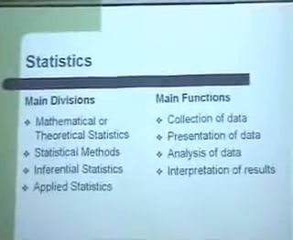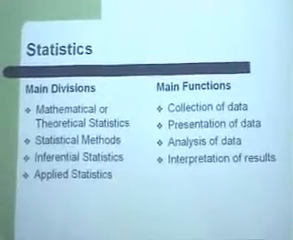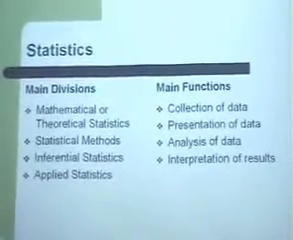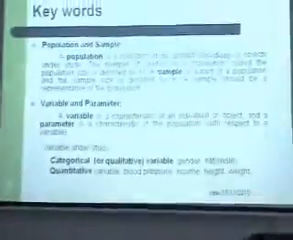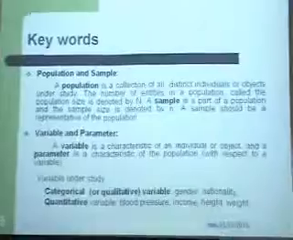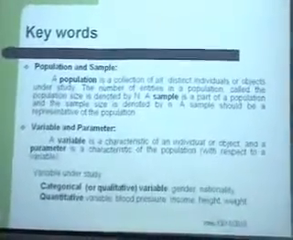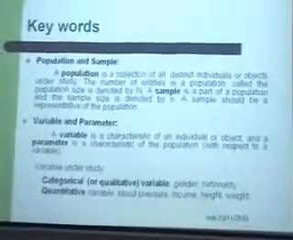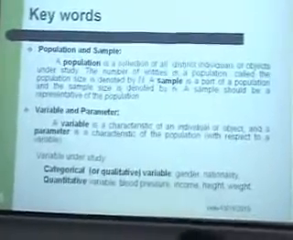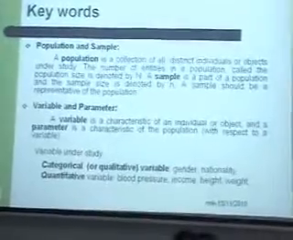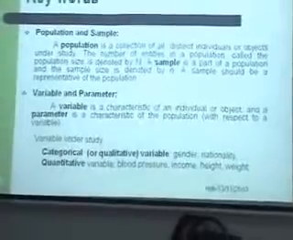Statistics is generally classified into these four areas: theoretical statistics, statistical methods, inferential statistics, applied statistics. Population is a collection of individuals under study. The number of entities in a population is called the population size, denoted by capital N. Then what is a sample? It is a part of the population, denoted by small n. It should be representative of that population. So these are some keywords.